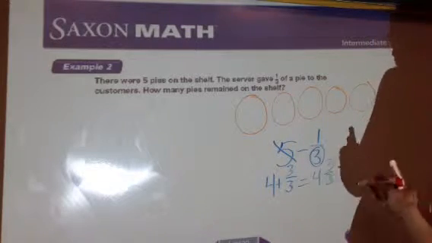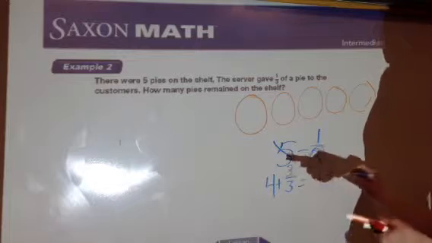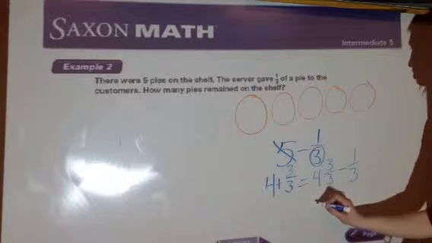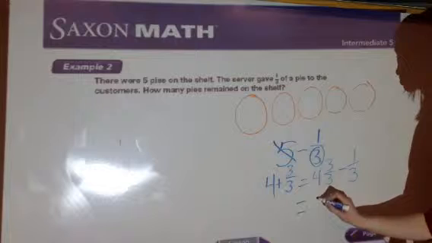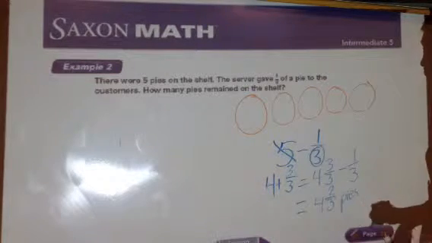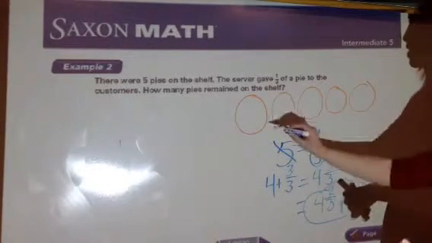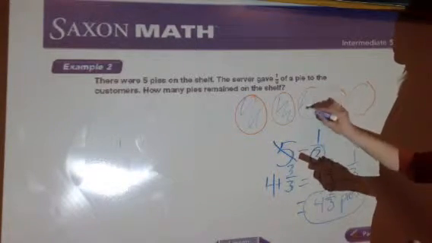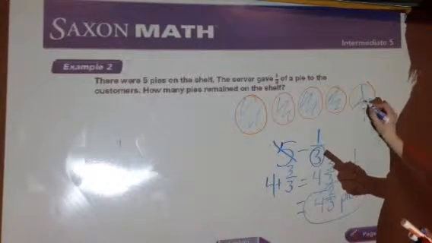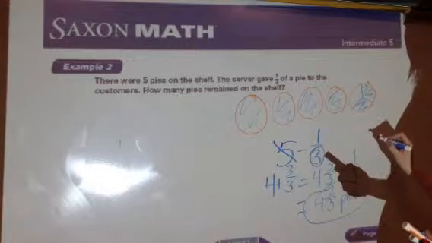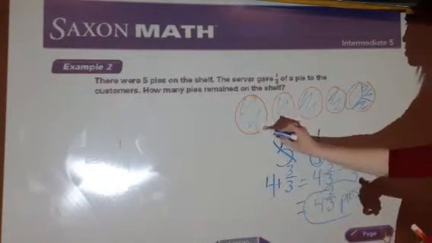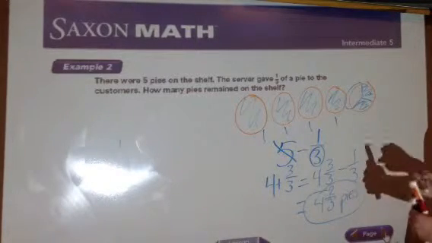Can I subtract 1/3 from 4 and 3/3? You bet I can. So 4 and 3/3 minus 1/3 is equal to 4 and 2/3 pies. We can also prove this by saying this is 1 whole pie, 1 whole pie, 1 whole pie, 1 whole pie, but we can split this pie into thirds and shade in 2 parts, and know that the unshaded part is what they gave away. So that's 1, 2, 3, 4, and 2/3 pies.